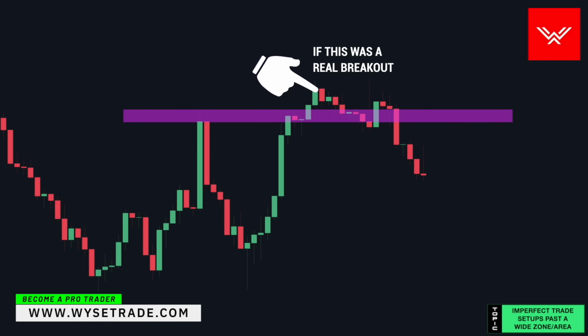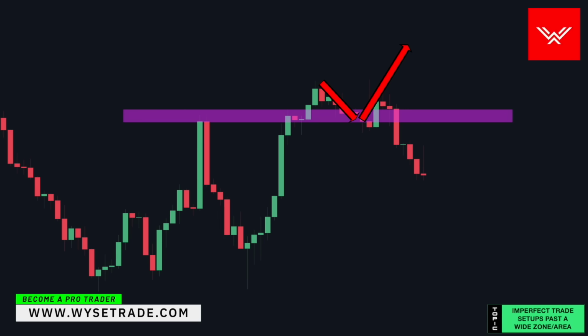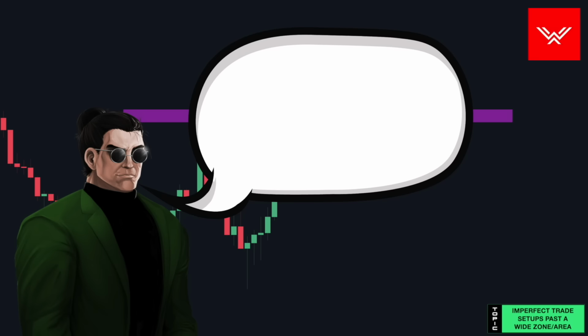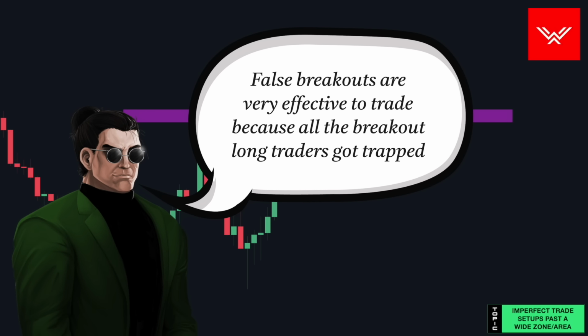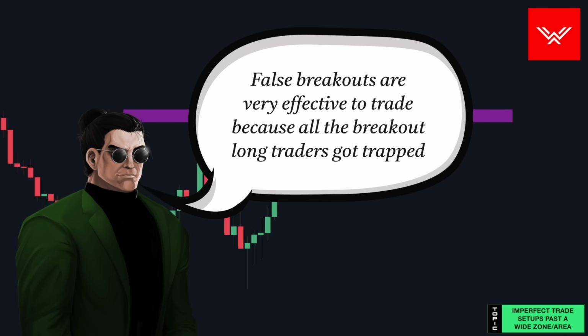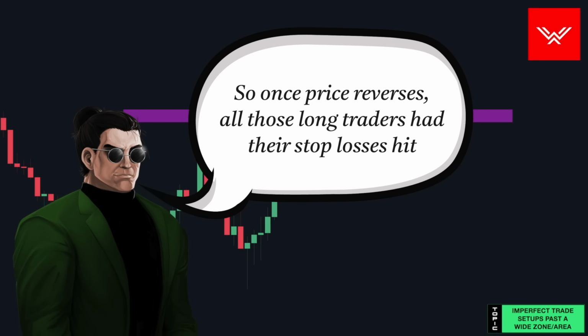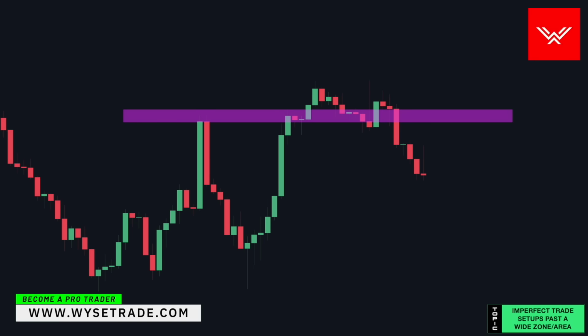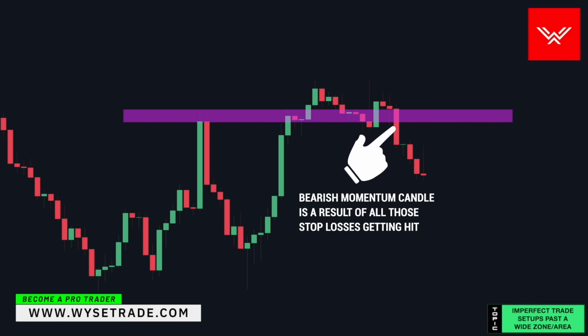If this was a real breakout, you would have a pullback retest of the level before breaking out upwards and making a higher high. Now, false breakouts are very effective to trade because all the breakout long traders got trapped. So once price reverses, all those long traders have their stop losses hit, which results in a massive bearish momentum candle like this being formed. Let's show this again.